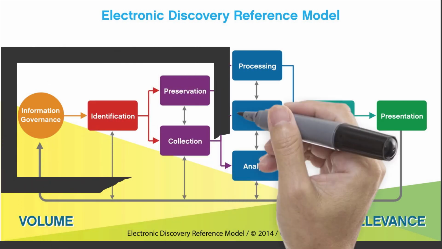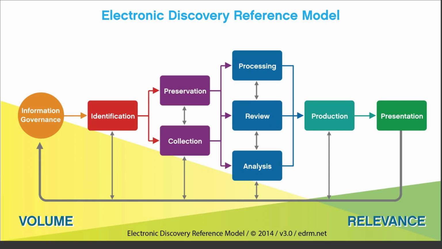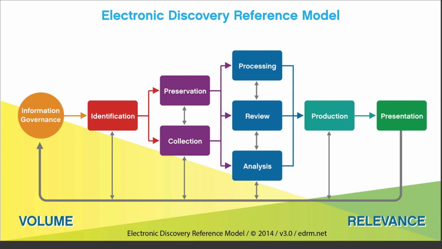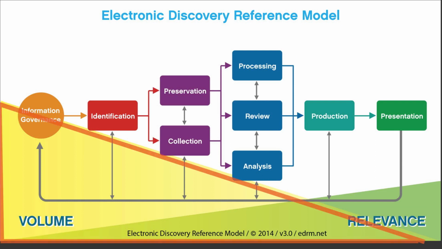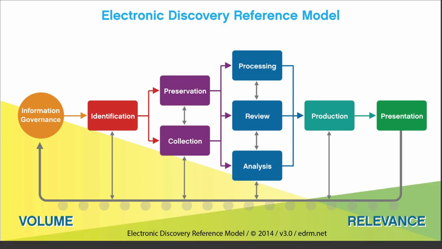The left side of the model showcases how broad categories of data are managed, identified, preserved, and collected, whereas the right side focuses on how to extract and review the relevant information that is required for the purpose of litigation. The model also highlights how the volume of the data and the relevancy of the data changes as we move through the phases from left to right side of the model.